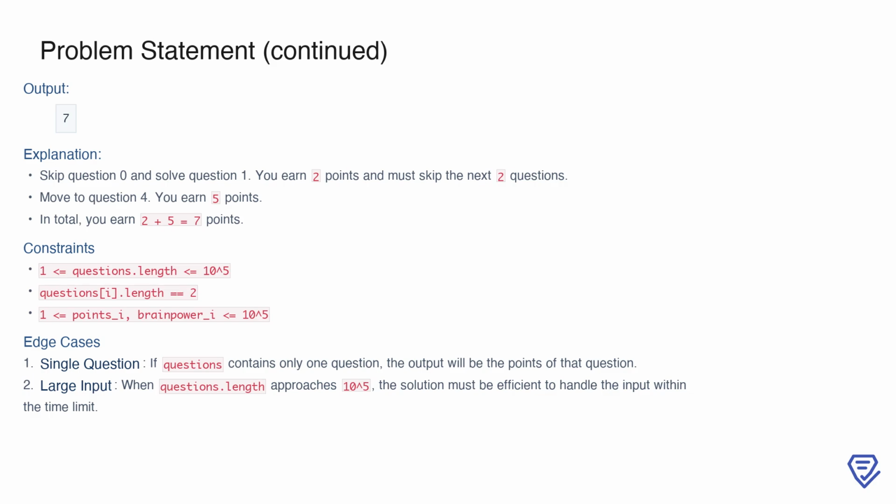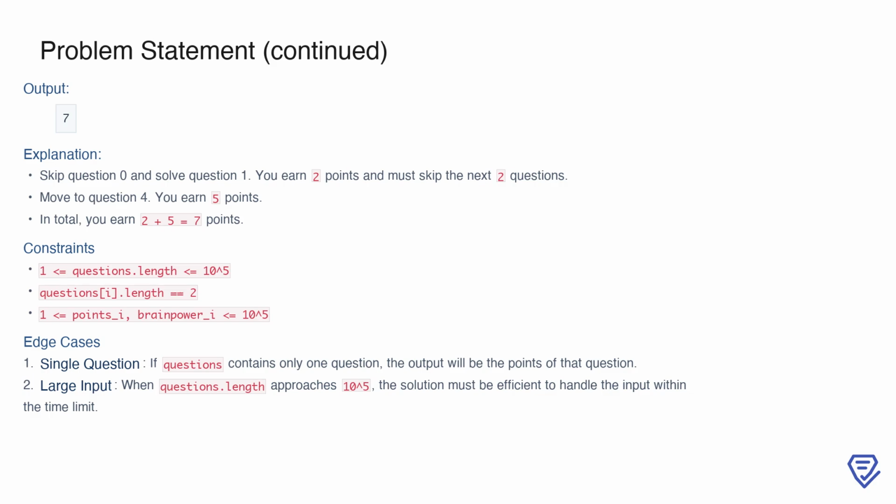Now, consider another example with the input questions equal to [[1,1],[2,2],[3,3],[4,4],[5,5]]. Here, the optimal strategy starts by skipping the first question and solving the second, which earns you 2 points and requires skipping the next two questions. You then move to question 4, which earns you an additional 5 points. The total score is 2 plus 5, which equals 7. This demonstrates how strategic skipping can lead to higher overall points. The output in this case is 7.